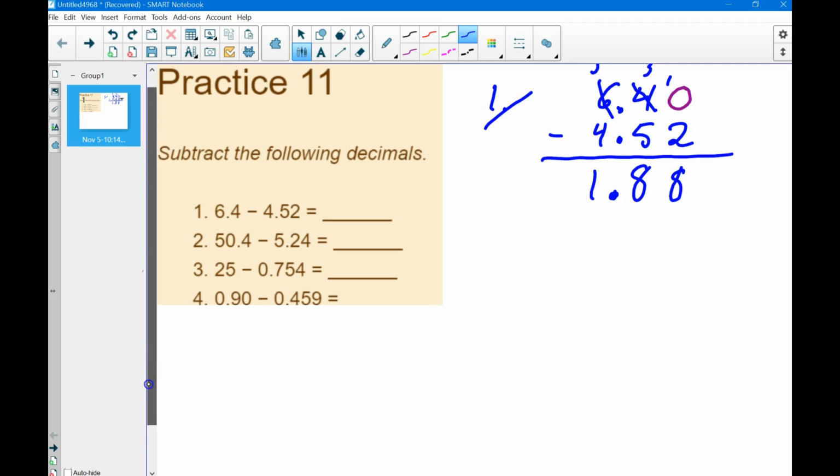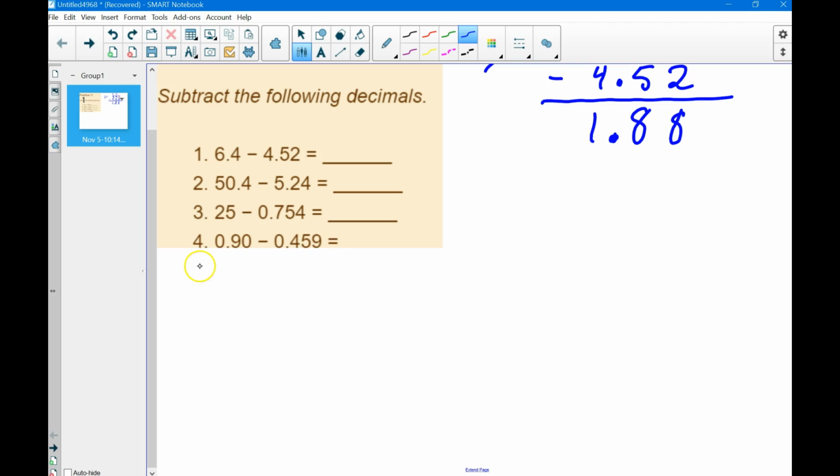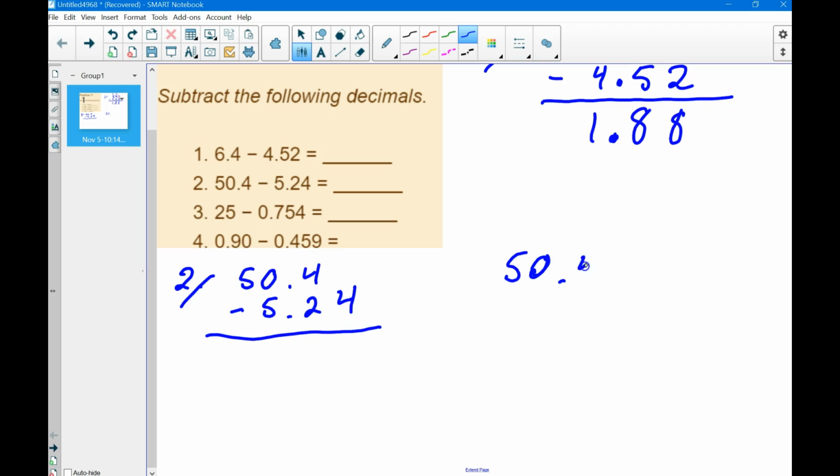Number 2 looks kind of confusing when you first see it as well. We have 50.4 minus 5.24. So it's the same as before. Notice it makes a difference where you write the decimal, right? If I wasn't careful with the decimal, I could write it like this and easily make a mistake. I could go 0.4 minus 5.24. That's a common mistake. Subtract the 4's and this, but it's not right, so you can't do that. Make sure you line the decimals up before you do anything.